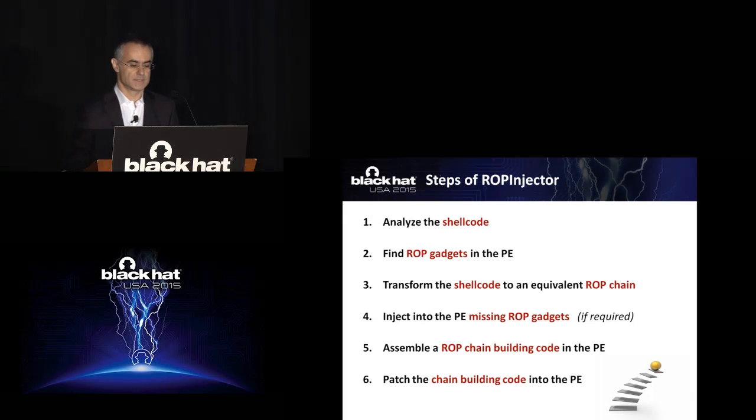Let's see the steps of our tool. First of all, the tool has to analyze the shellcode. Then it has to find ROP gadgets in the portable executable. Then it transforms the shellcode to the equivalent ROP chain, and injects missing ROP gadgets if required. If some gadget is not included in the portable executable, we have to inject it within the portable executable without raising any alarm. Then it assembles the ROP chain building code into the portable executable, and then patches the new file.